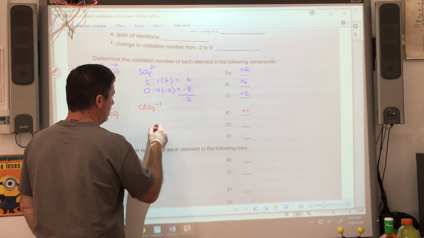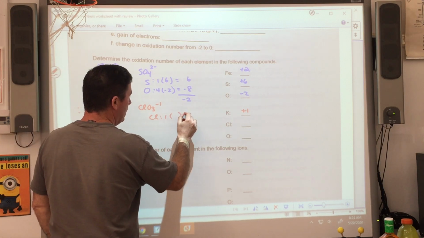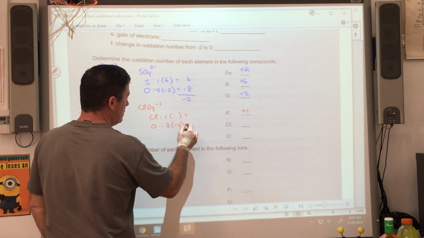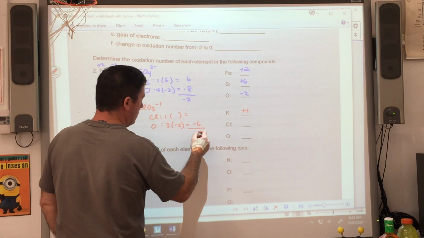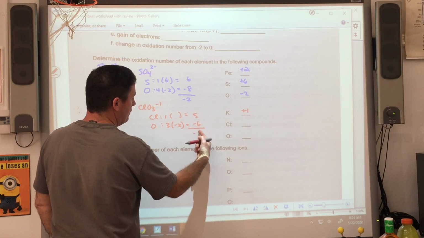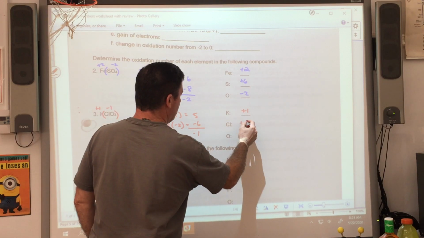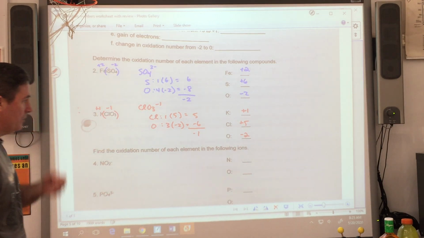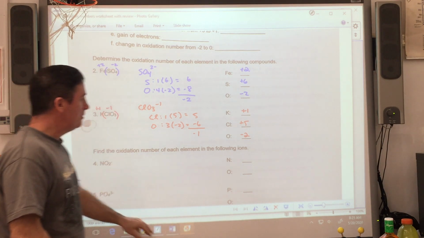ClO3 is a -1. So Cl, there's only one of them. I don't know what it is. Oxygen, there are 3 of them. Each one of them is a -2. My total here is going to be -1. That means chlorine must be 5. 5 plus -6 is -1. That's a +5. So chlorine is a +5. Oxygen is a -2 again. Okay? Next one.